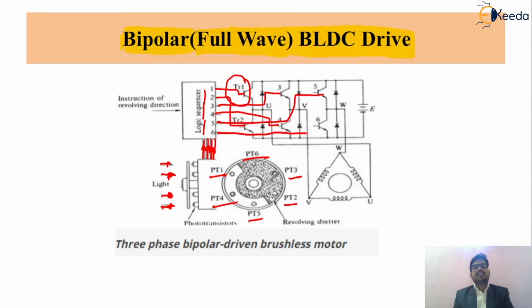While we are changing the position of this bipolar BLDC drive, according to that the signals are given to the transistors, and according to those signals, two transistors are working at a time. Due to that the phase will be excited. As we have seen, from transistors TR1 and TR2 we are connecting one phase, that we call the U phase. From transistors 3 and 4 we are connecting phase V, that is phase number 2, and from transistors 5 and 6 we are connecting the phase W.